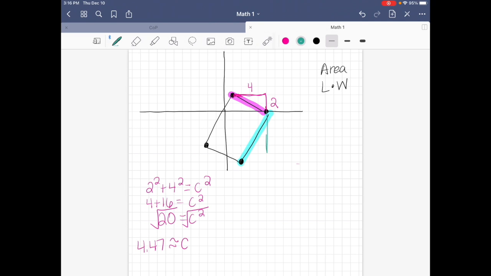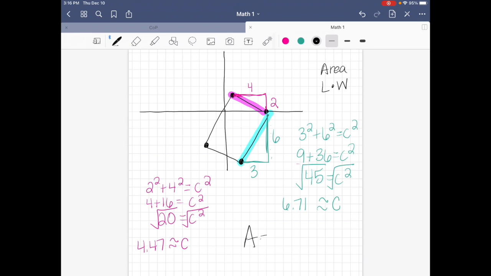Okay, so now we're going to do the same thing to the other side that we want to find. So we have 3 and 1, 2, 3, 4, 5, 6. So 3 squared plus 6 squared equals c squared. So we have 9 plus 36. So that's going to give me 45 equals c squared. And we're going to take the square root of that to get the c by itself. So if I do the square root of 45, I got 6.71.